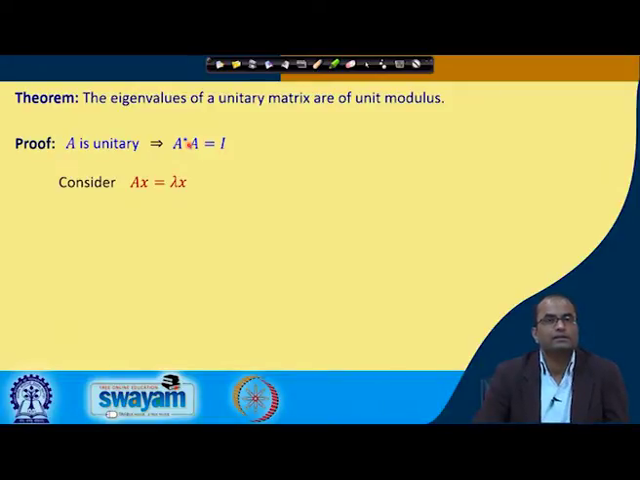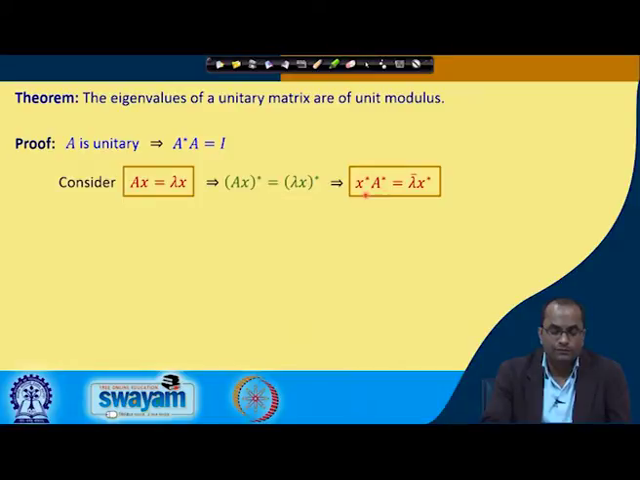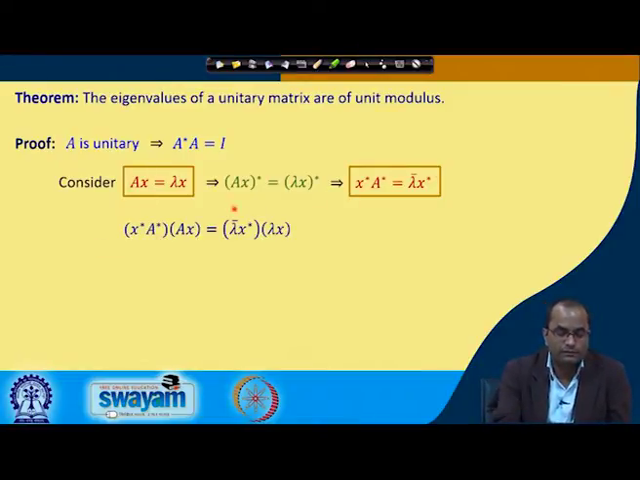That means, we consider here A x is equal to lambda x, and then taking the complex conjugate transpose, we get x star A star is equal to lambda bar x star. So, this again we will use this property. From A x is equal to lambda x, and from this equation x star A star is equal to lambda bar x star, we will now continue with the product. We will take the product.